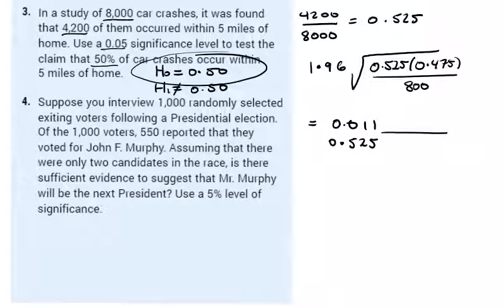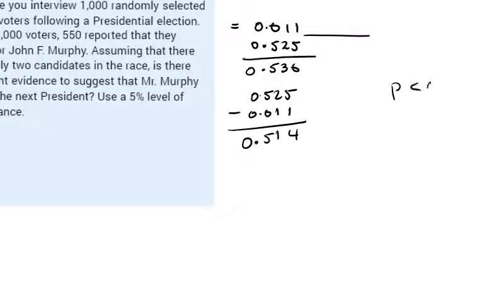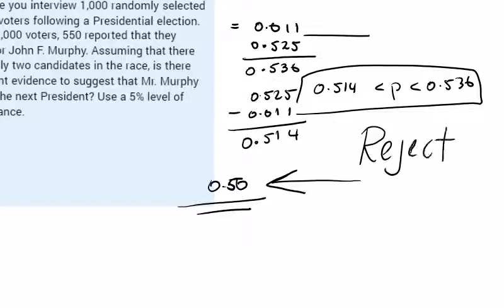Then we ask, does H0 occur within it? So we're going to get 0.525 plus 0.011 is 0.536, and 0.525 minus 0.011 is 0.514. So my range of values here is between 0.514 and 0.536. So where is 50%? It's over on the left hand side of this interval, 0.5. So as 0.5 is outside the interval, therefore reject H0.